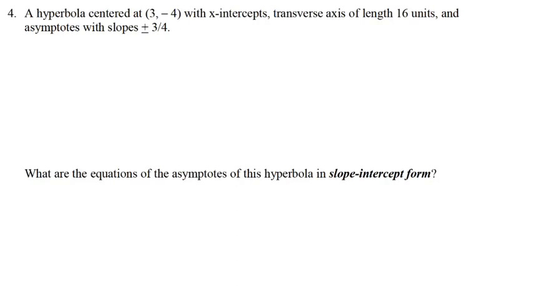We've got the following information. A hyperbola is centered at (3, -4). So right away, I know that 3 and -4 are the h and k values of our equation. We're told we have x-intercepts.